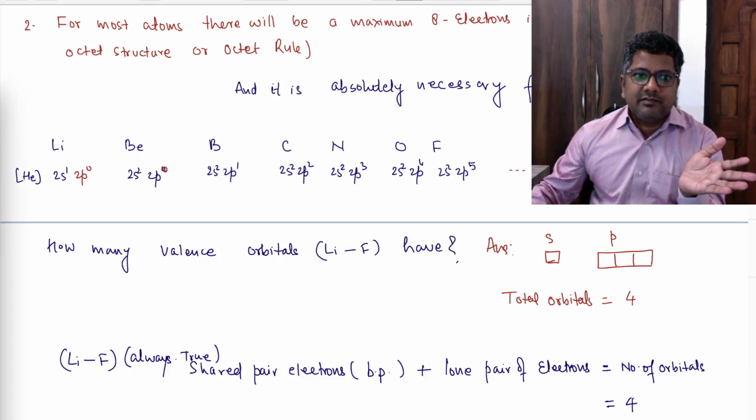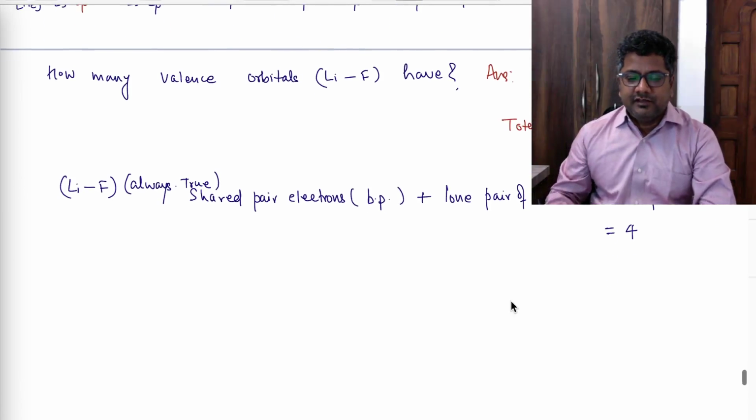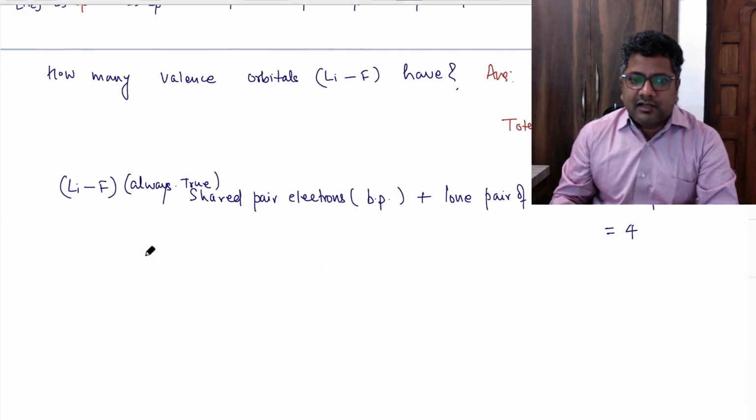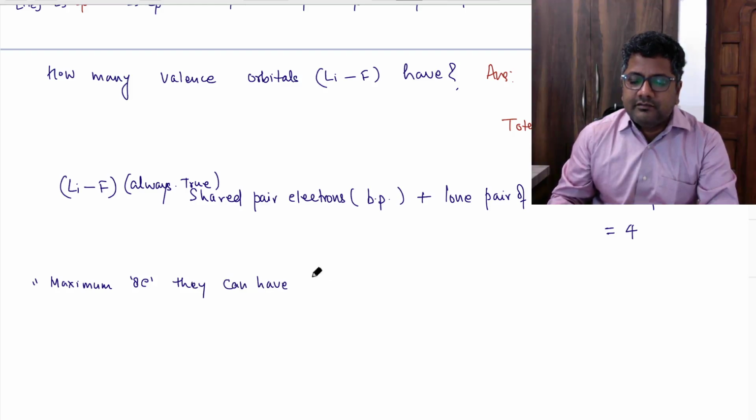This is the maximum number of electrons, 8. But less than that, they can. So this is an important point: maximum 8 electrons they can have in the valence shell.